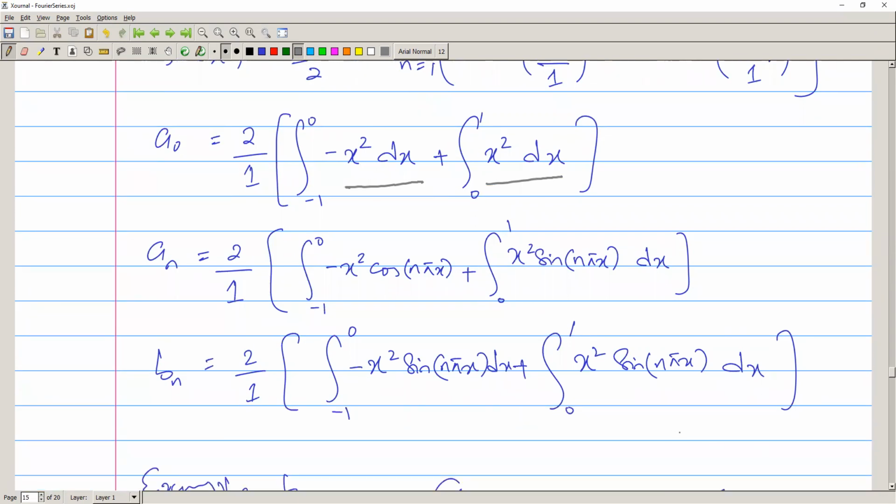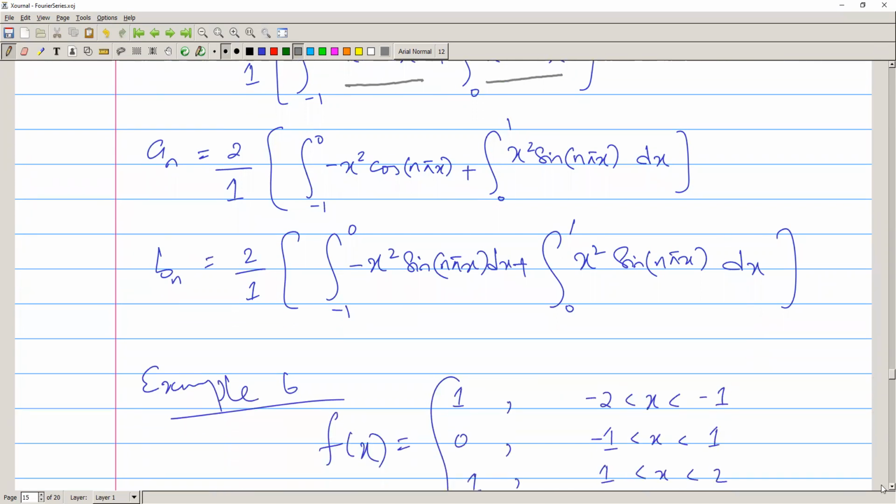Similarly for an and bn, we can follow the same procedure as we did in the previous examples. Then we will generate a general Fourier series for this function after finding a naught, an, and bn.